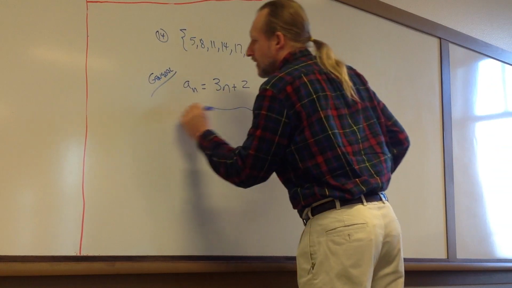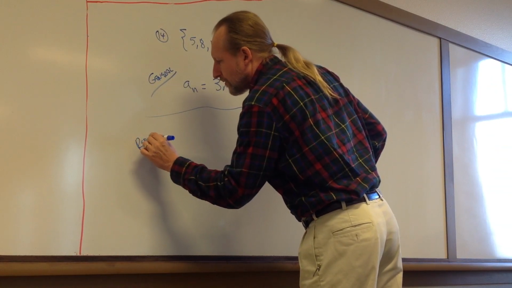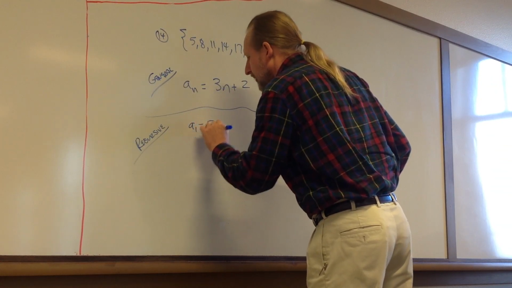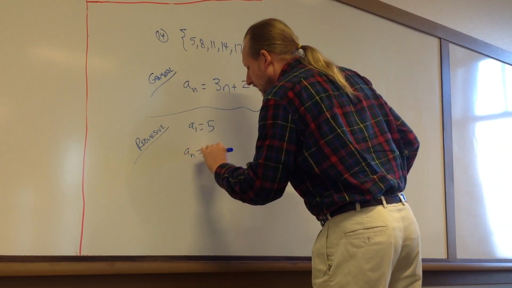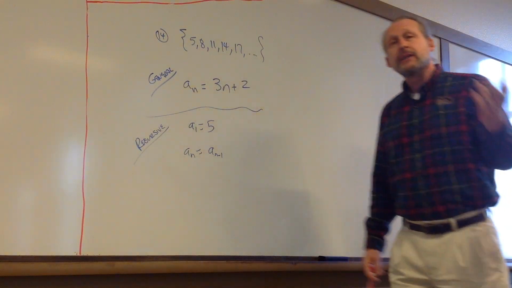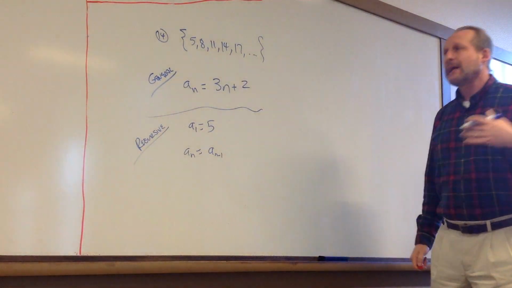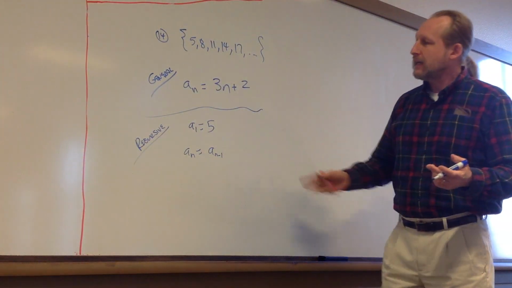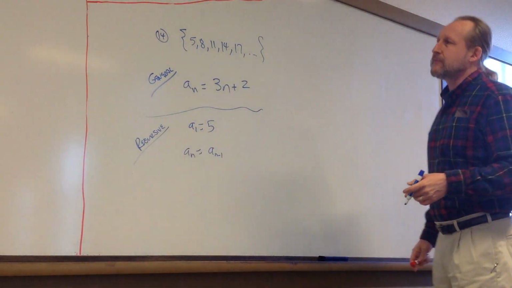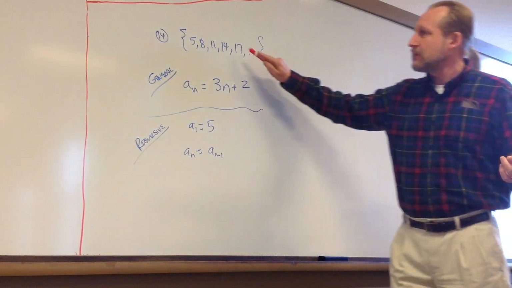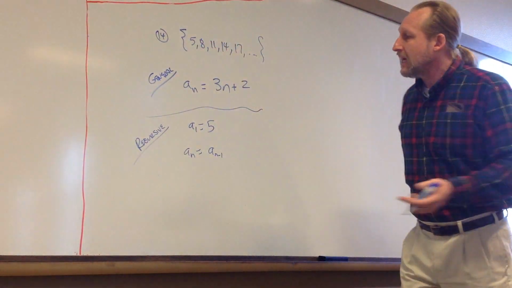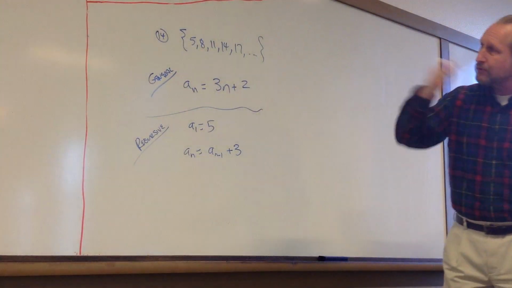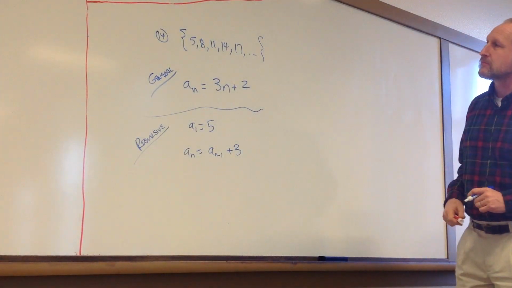And in the recursive definition, we say a sub 1 is 5, and then a sub n. Now, in the previous example in number 12, where we had a geometric sequence, we had that constant multiplier, okay, and that was how we created the recursive definition. In the arithmetic sequence, you've got this constant difference, and so all we have to do is just add 3 on to the previous term to get the next term. Okay?